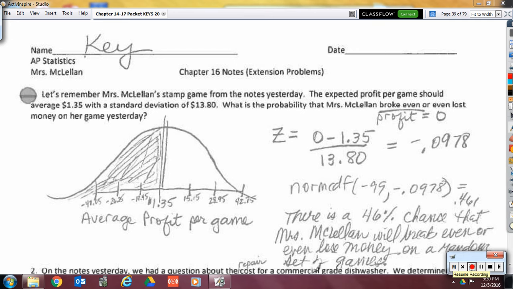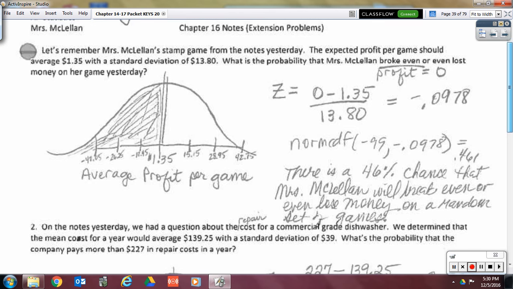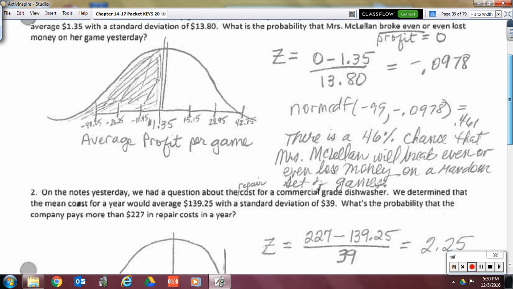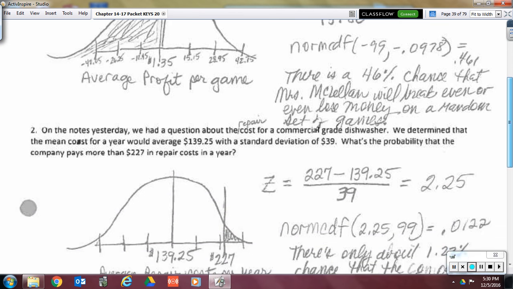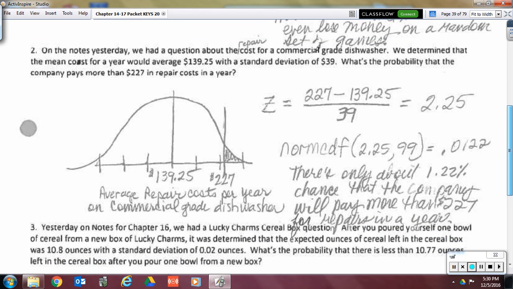All right, I want to do some of the Chapter 16 extension problems before I get you going on your pages 40 to 43. So this is page 35, but I have done some of these problems already. We've already done problems 1 and 2 somewhere else in the packet, so I'm going to skip over those because I don't really want to go over a lot of that.